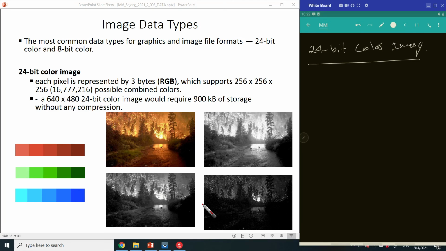24-bit color image. So a 24-bit color image is very easy. You see how a color image forms. We already know that an image is basically a combination of an array of pixels, right? This is a pixel, 1 pixel. Now in a gray level image we understand that, but how does a color image form?